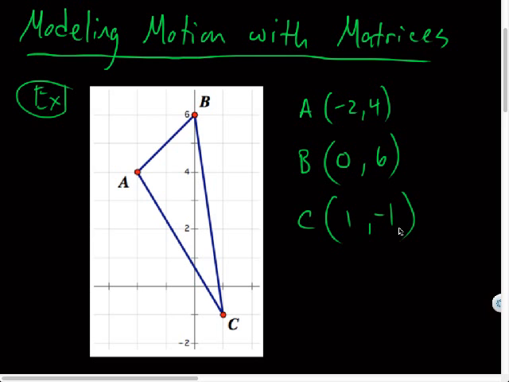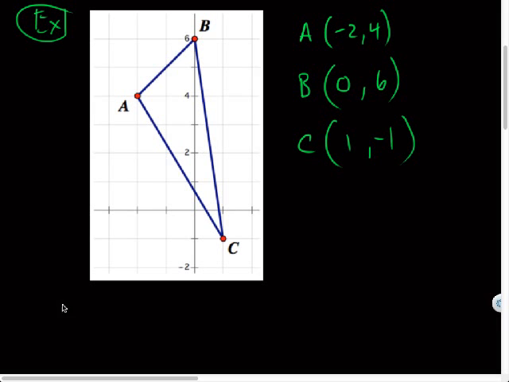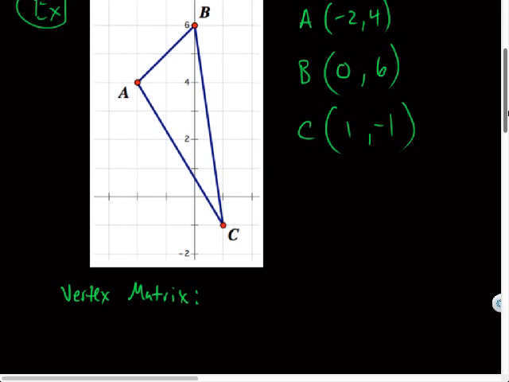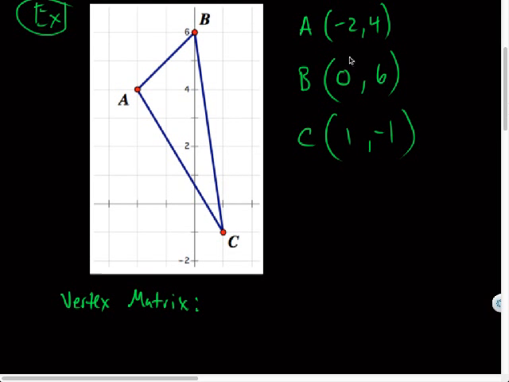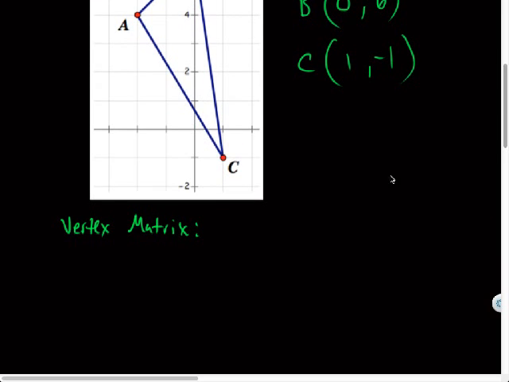It turns out I can also represent this figure as a matrix. And this is what's called a vertex matrix. Well, it's going to have 2 as one of its dimensions, right? Because I've got 2 coordinates for each point. My vertex matrix is going to be a 2 by something matrix. In this case, it's 3 because there are 3 points I'm talking about.